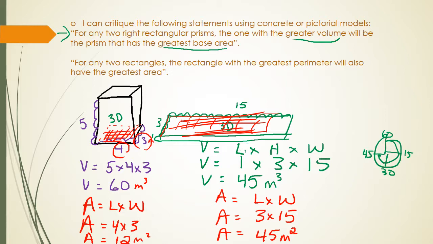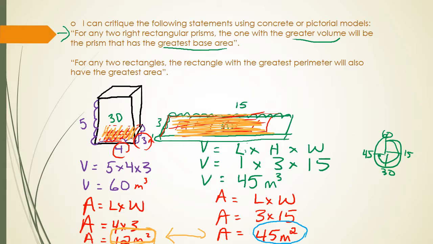So now the statement says that whoever has the most surface area touching the ground is going to have the biggest volume. Well, this box had 12 meters touching the ground. Its area rug on the bottom of this shape was 12 meters. This one, its area rug was 45 meters, right? There's quite a difference in the area. So the board game box has a much bigger area. Okay, it's going to take up more of your carpet.